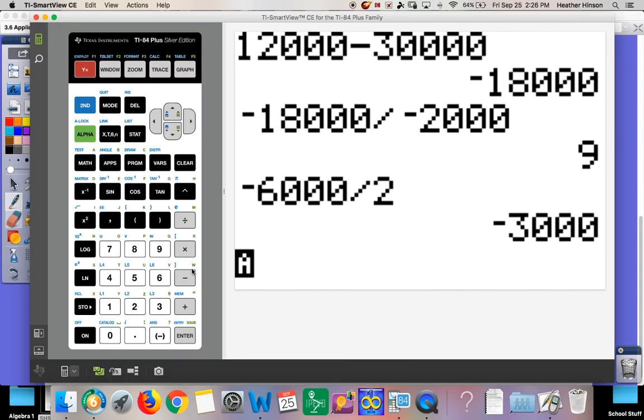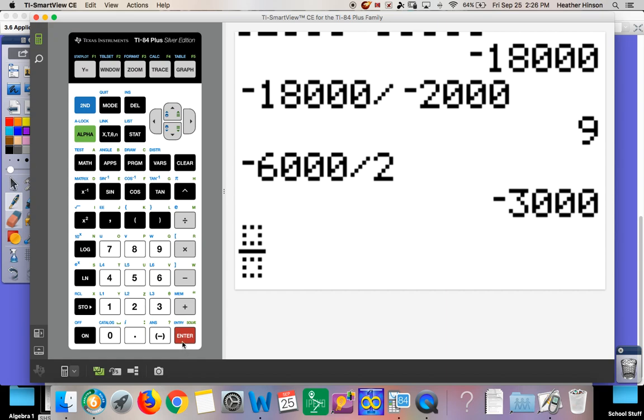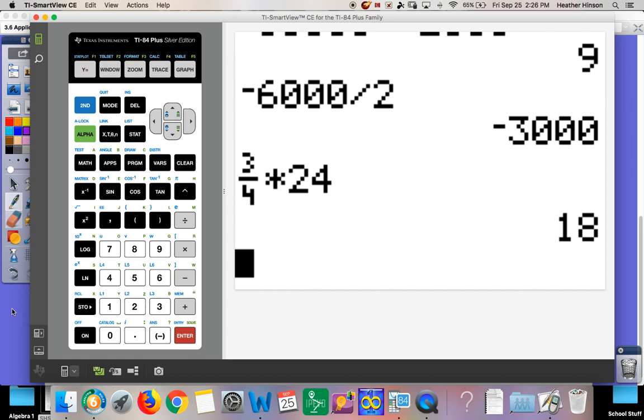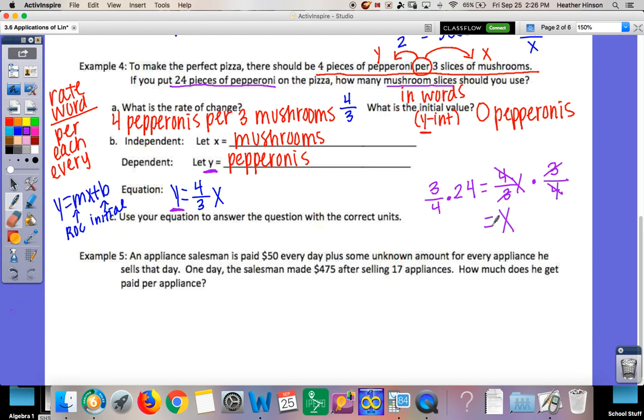So alpha y equals, enter to get a fraction, 3/4. Then we're going to multiply by that 24. So 3/4 times 24 is 18. So x equals 18. Again, anytime we do a word problem, we have to answer with correct units. What is x equals? X equals is mushrooms. So this is going to be 18 mushrooms. Or mushroom slices if you want to put slices.